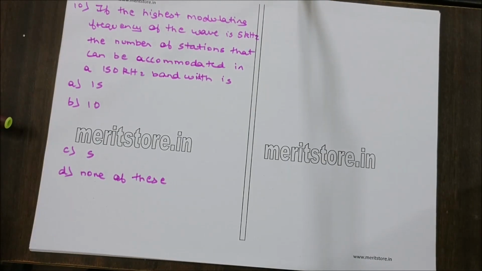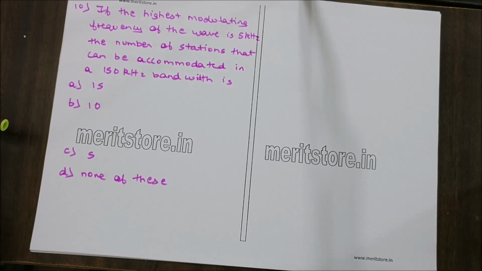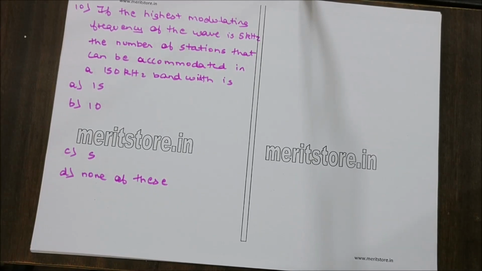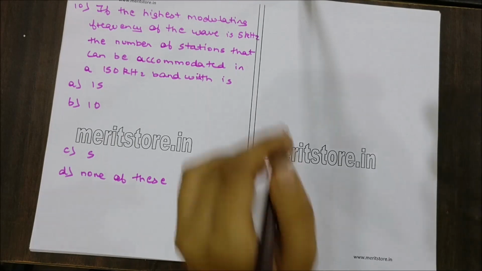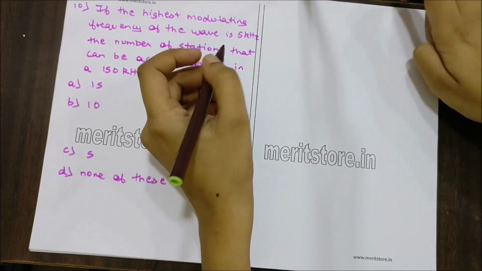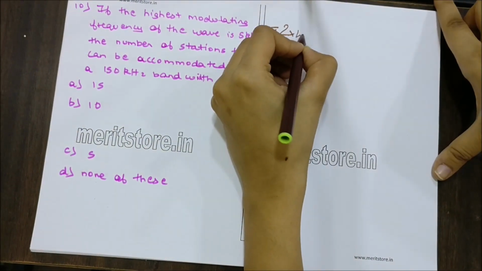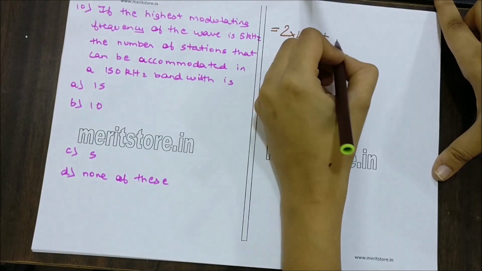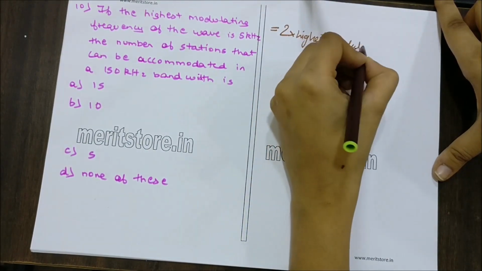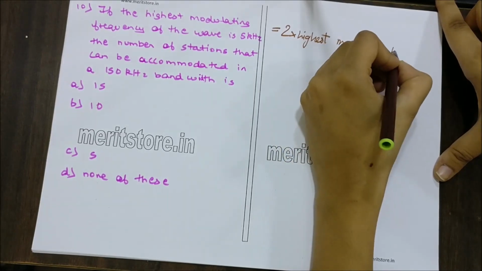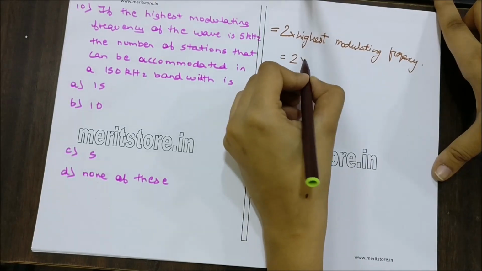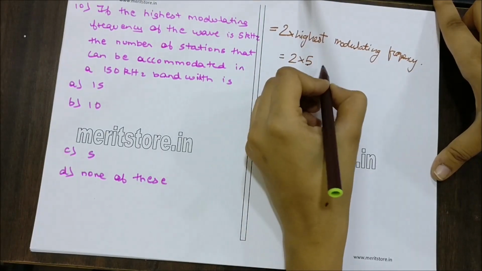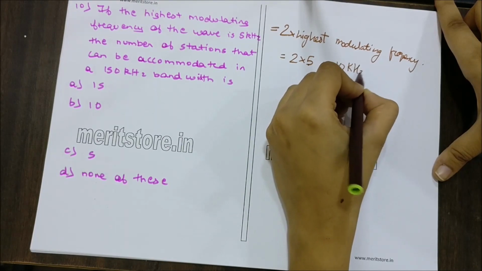Question 10. If the highest modulating frequency of the wave is 5 kHz, the number of stations that can be accommodated in 150 kHz of bandwidth is: A 15, B 10, C 5, D none of these. So over here the bandwidth of the wave per station will be equal to 2 into the highest modulating frequency. That will be equal to 2 into 5. That gives us 10 kHz.